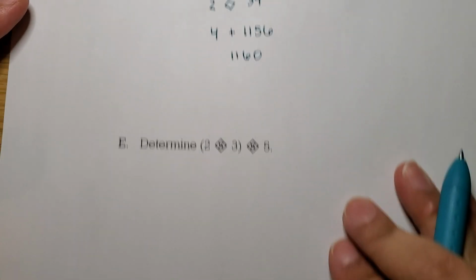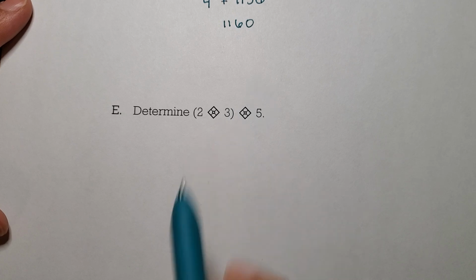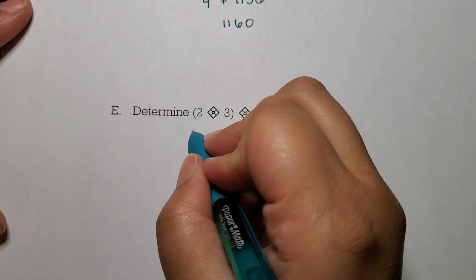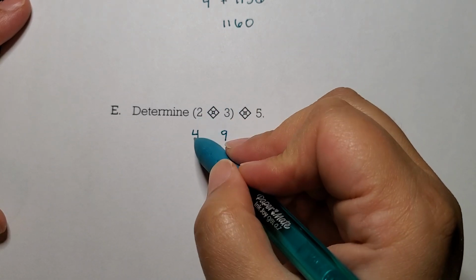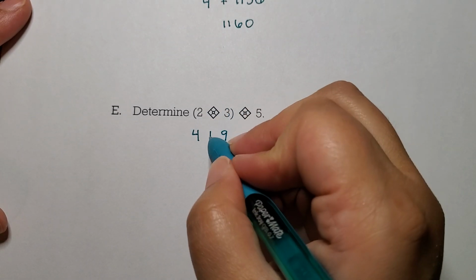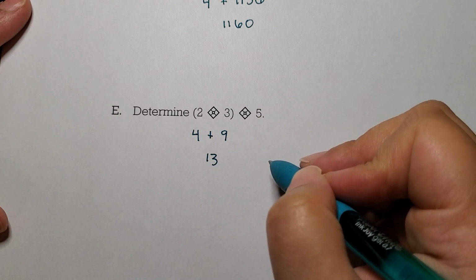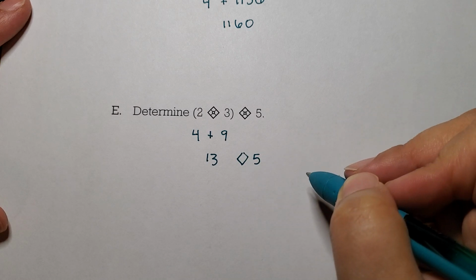Okay. So let's see what happens if we change the grouping. So we've got to do the 2 and the 3 first. Remember, the plan is you square each number and then add them. So 2 squared is 4, 3 squared is 9. And then to add them, we would get 13. So now we're going to do 13 diamond 5.